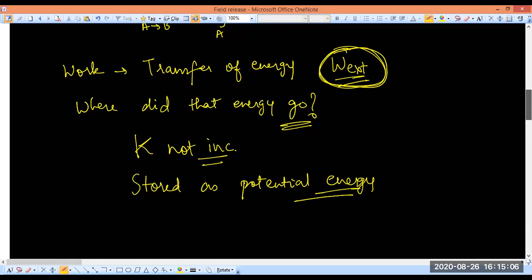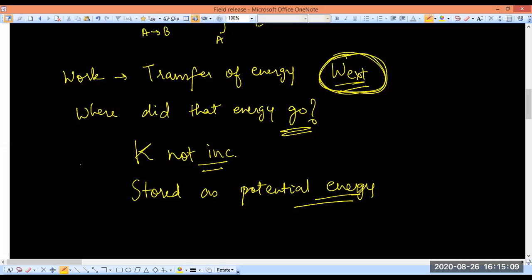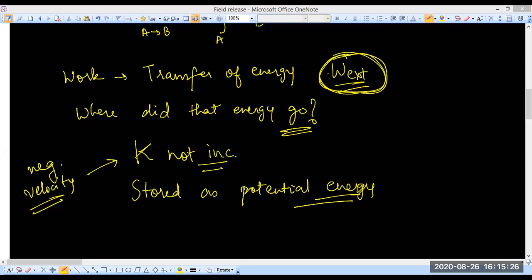Because we took it with a negligible velocity, its velocity never increases, so kinetic energy did not increase. So whatever energy was spent was stored as potential energy, yes, in working against the electric field, correct. If you work against the electric field, then you are giving that much energy to the electric field. It is taking commission from you, so it is storing that energy.